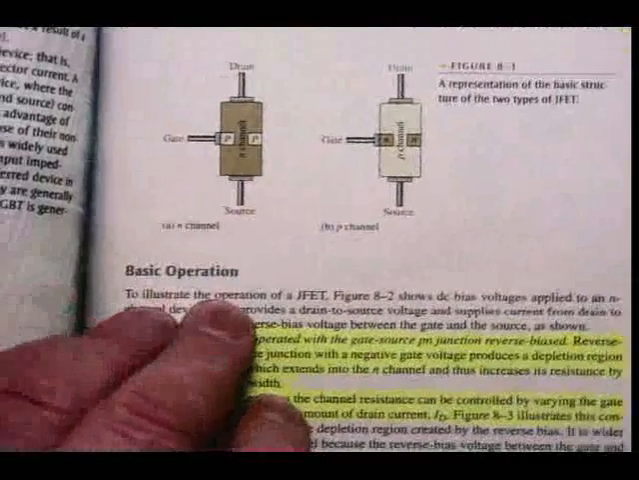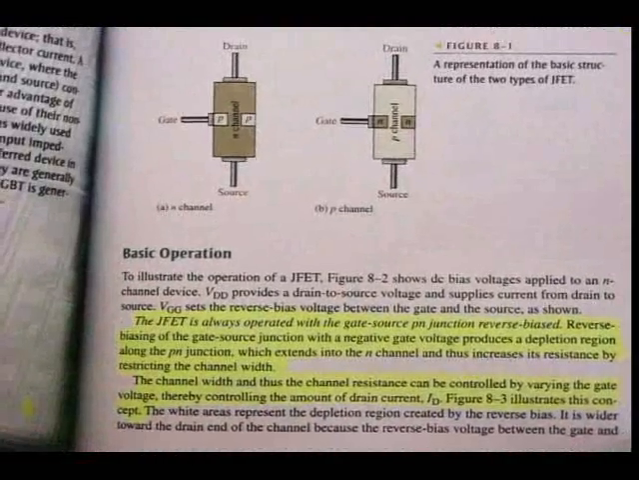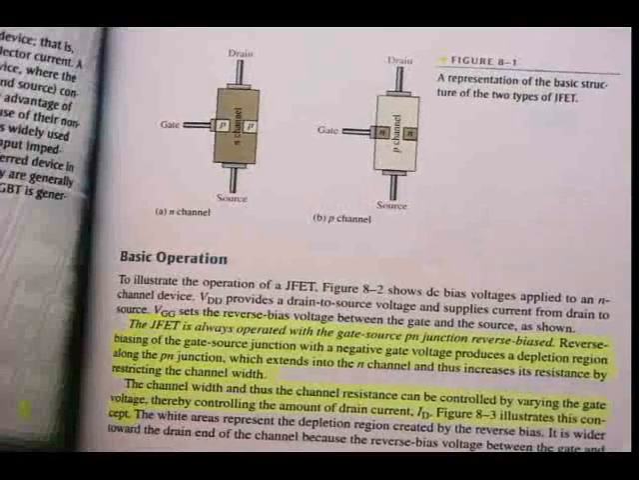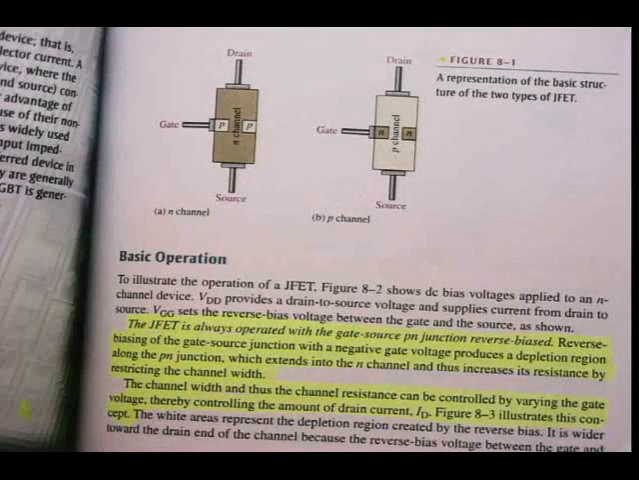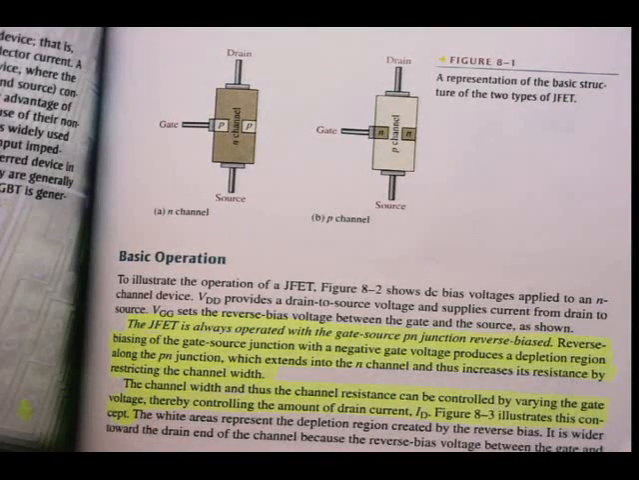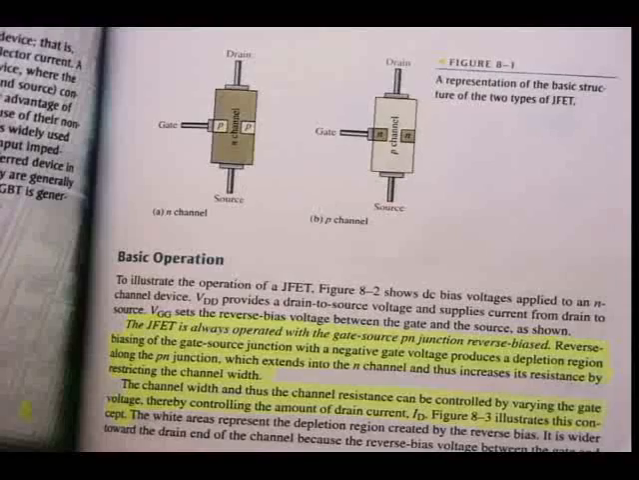If I increase VGS, but we will discuss it later again, the channel becomes narrower because of the depletion regions growing, and eventually the two of them will touch and no current will be able to flow through the device. Okay, that's the basic operation of the JFET. And of course the P channel will just be the opposite with the current flows. Right, the last paragraph there tells you the channel width, and thus the channel resistance, can be controlled by varying the gate voltage, thereby controlling the amount of drain current ID, as we've seen in that figure.